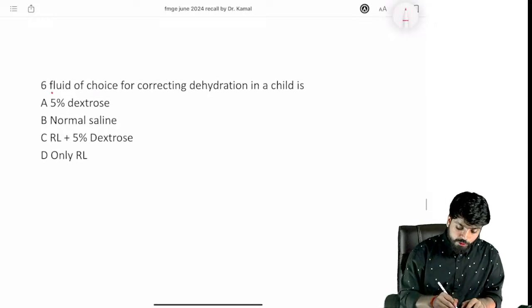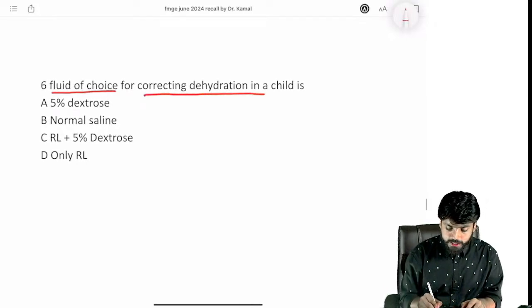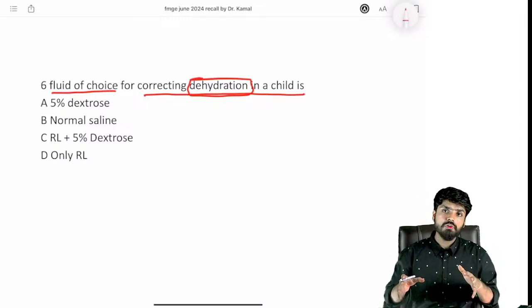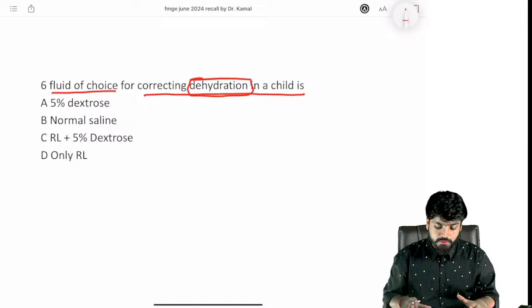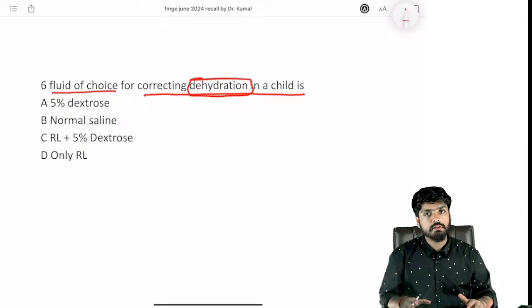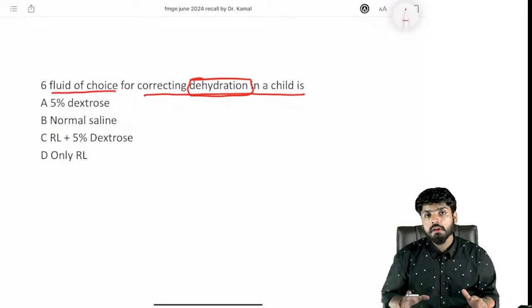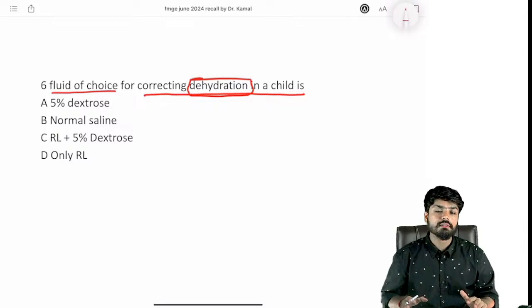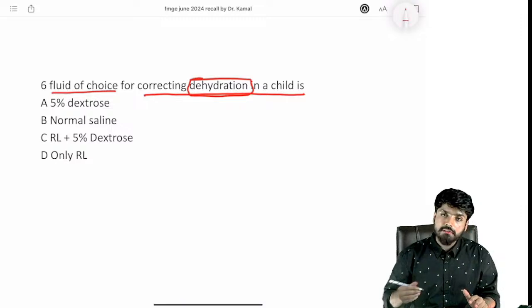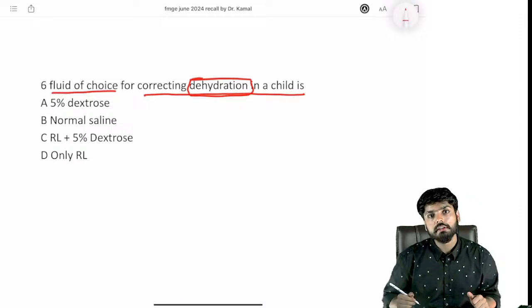Now, fluid of choice for correcting dehydration in a child. If we have to talk about dehydration in children, first of all we have to understand how dehydration can happen in a person or in a child. What I suspect in this case is, if they are telling me to correct dehydration in a child, we can give normal saline also, we can give Ringer lactate also.